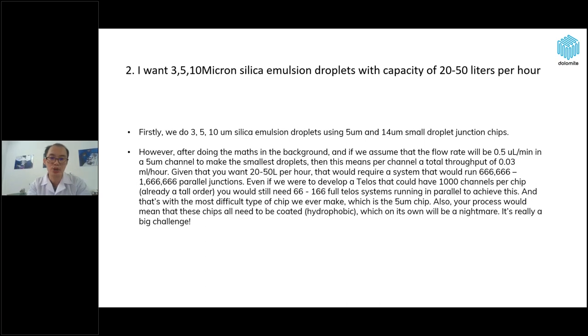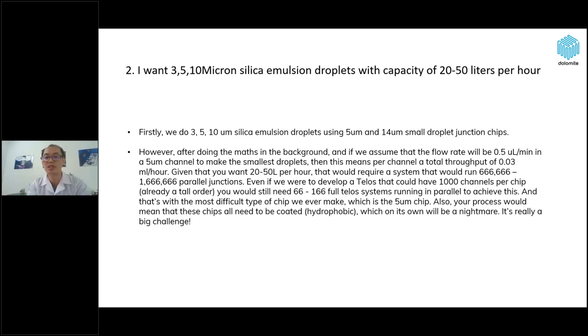However, with your capacity of 20 to 50 liter per hour, after doing some calculations in the background, if we assume that the flow rate will be 0.5 microliter per minute in a 5 micrometer channel to make a small droplet, this means per channel the total throughput is 0.03 milliliter per hour. So if you want to generate 20 to 50 liter per hour, that would require a system with more than 600,000 parallel junctions.